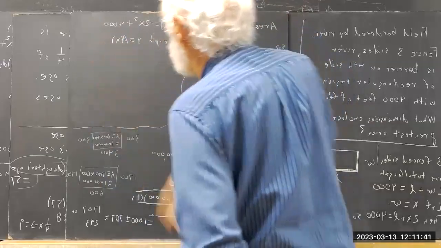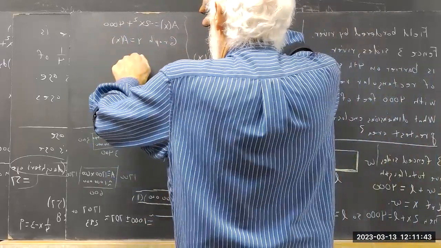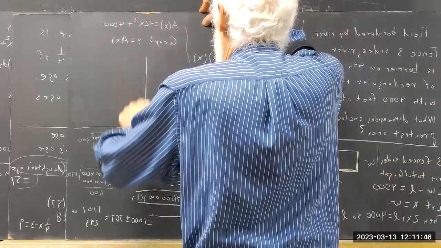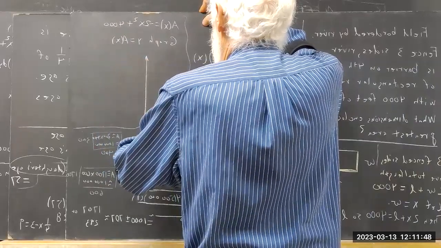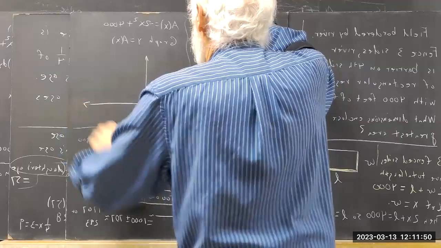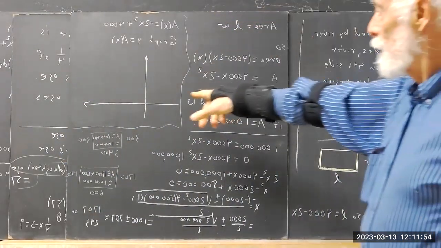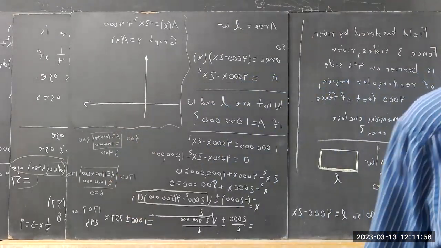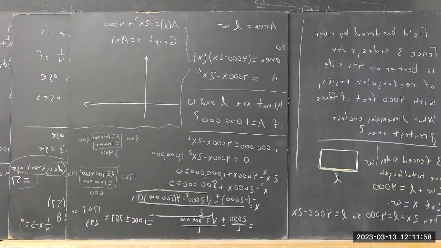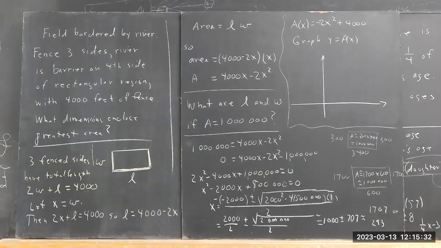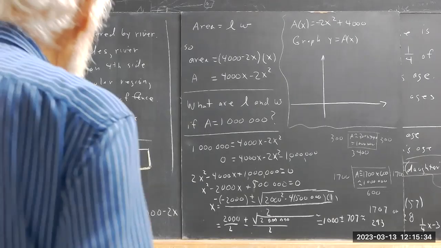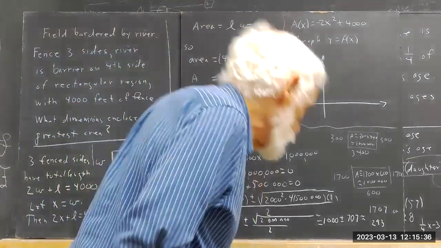Let's graph y equals a of x. What are we going to do to graph this? Okay, now everybody seems to understand how we graph this. That was very good.